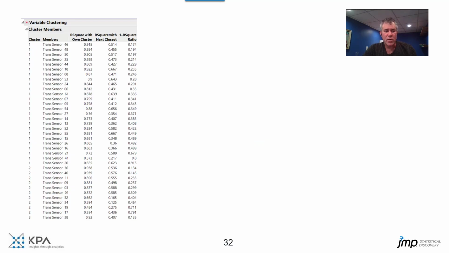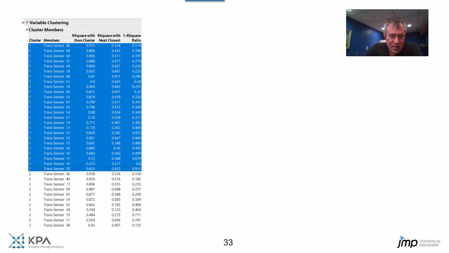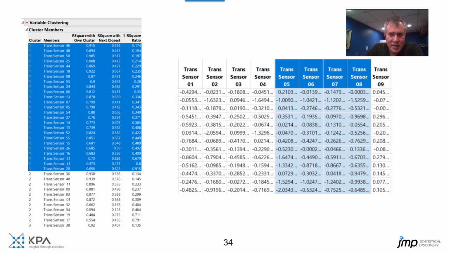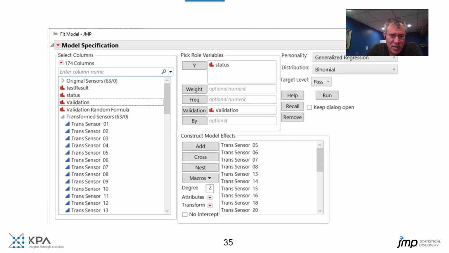What I want to do next is fit models using the generalized regression platform with the variables in cluster 1 here. It would be kind of tedious if I had to go through and individually pick these columns out and put them into the launch dialog. Fortunately, there's a much easier way where you can just select the rows in that table, and the columns will be selected in the original data table, so that when we go into the Fit Model Launch dialog, we can just click Add, and those columns will be automatically added for us as model effects.